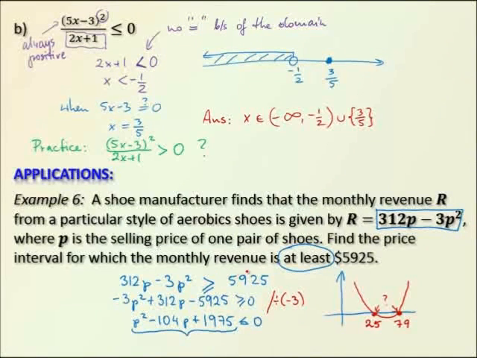Okay, therefore we can give the final answer. Find the price interval for which the monthly revenue is at least $5,925. This price interval is from $25 up to $79 inclusive. So any price P that is between 25 and 79, inclusive of the endpoints, will result in revenue of at least $5,925.